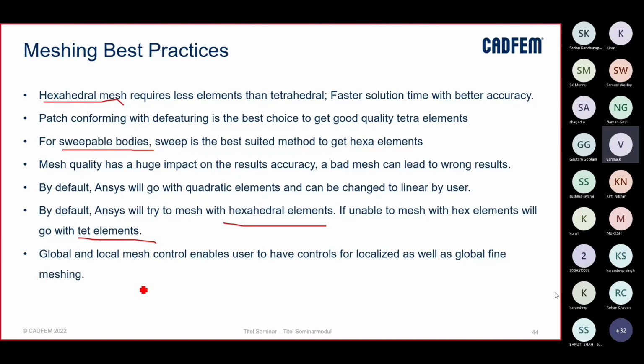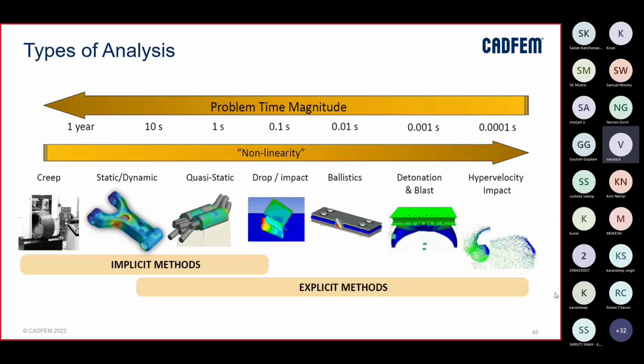Next, regarding the types of analysis, which one to choose? It depends. Here you can see two graphs: one is non-linearity, one is problem time magnitude. If the problem time falls between 1 second and 1 year, we call it a quasi-static process. For static and dynamic analysis, from 1 second, 10 seconds, to 1 year, creep modeling, rate dependent plasticity, rate dependent strain hardening, everything can be modeled in the static part.